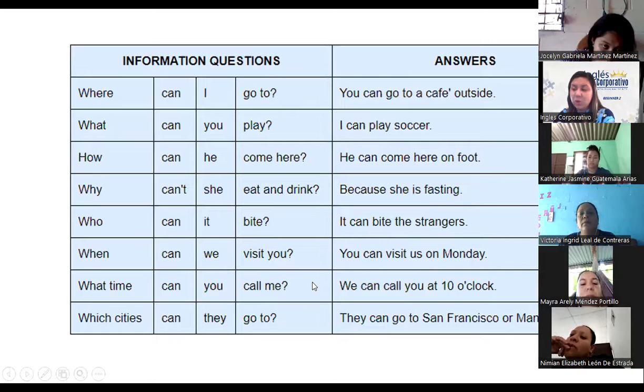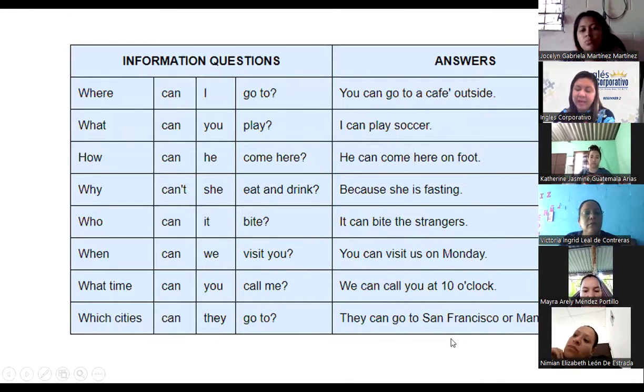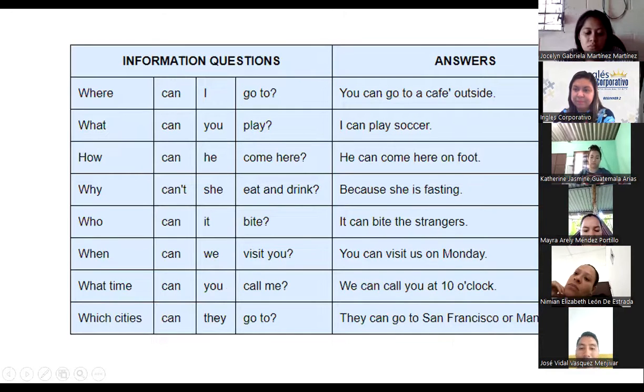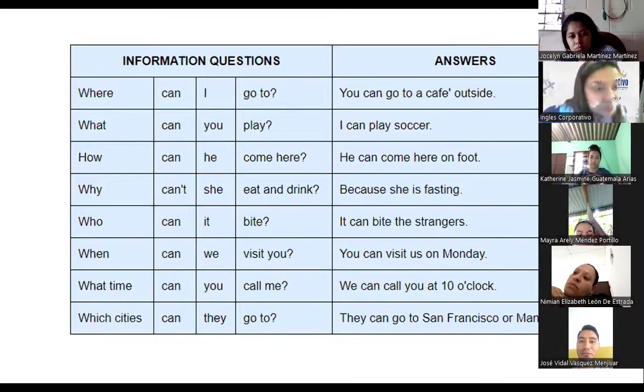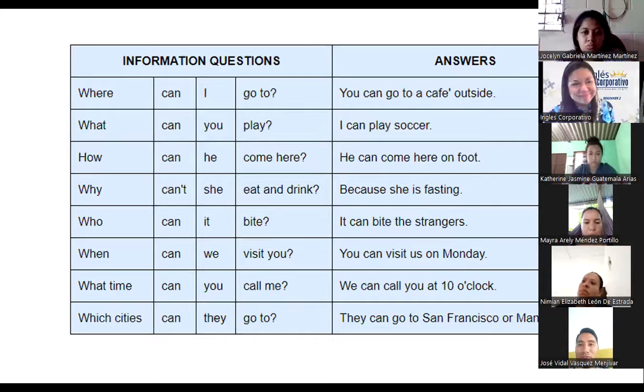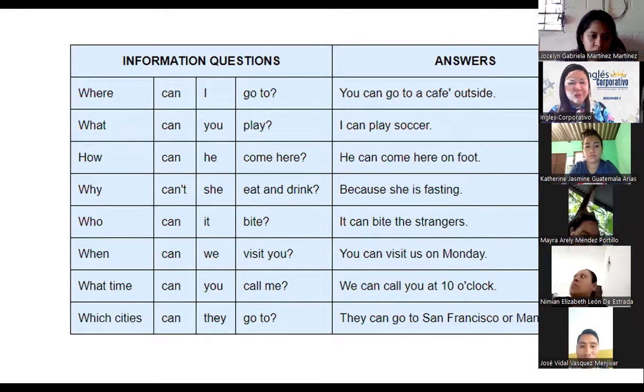What time can you call me? We can call you at 10 o'clock. Which cities can they go to? They can go to San Francisco or Manhattan. Okay? So I want you to type some questions, yes, no questions or information questions, in the chat. Can you give me some examples? Or you can ask the teacher. Or you can ask someone in the class.